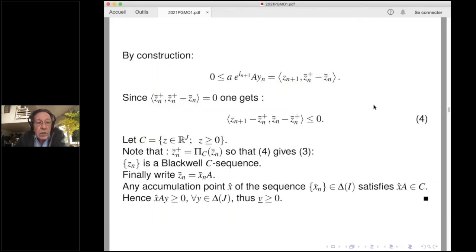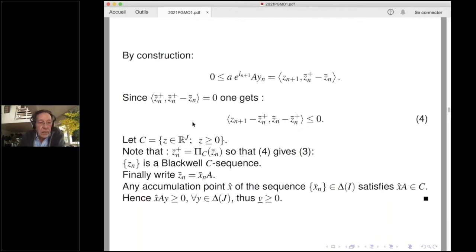So by construction, Zn plus 1 is a best reply against yn, and yn was this vector normalized. For any vector, the positive part scalar the positive part minus the initial vector is 0 because it's a decomposition. So you get that Zn plus 1 minus Zn bar scalar this is negative or null, because this is positive and the other is negative. I change the sign here.